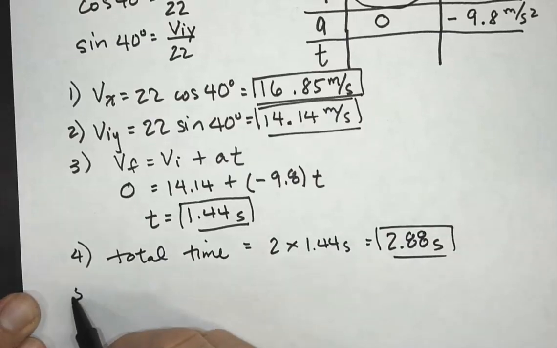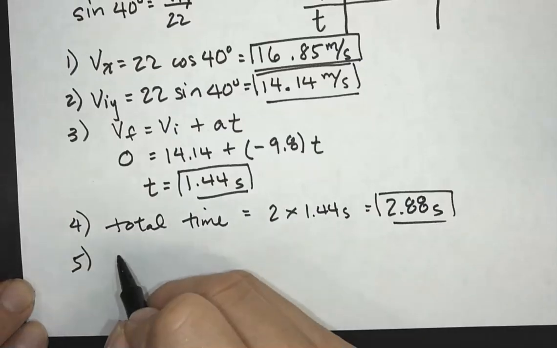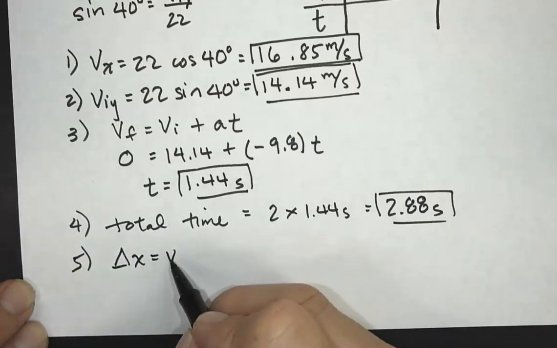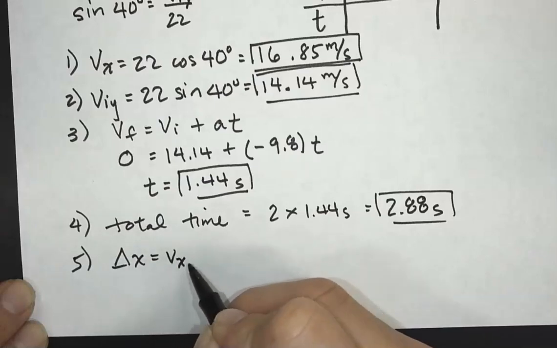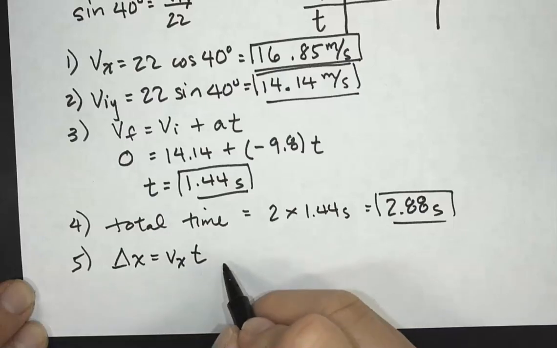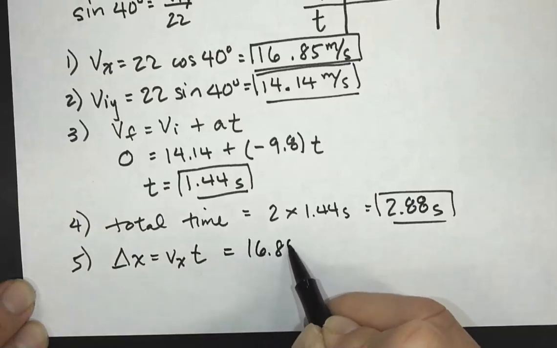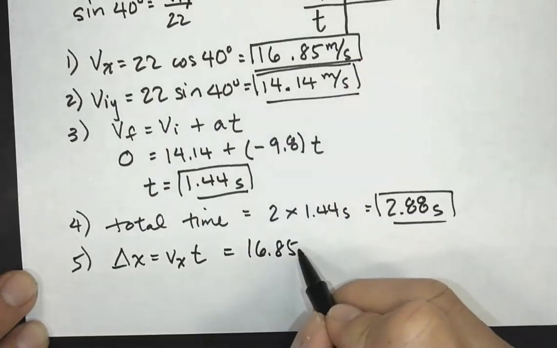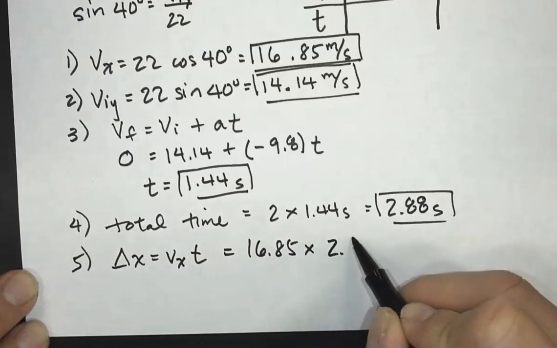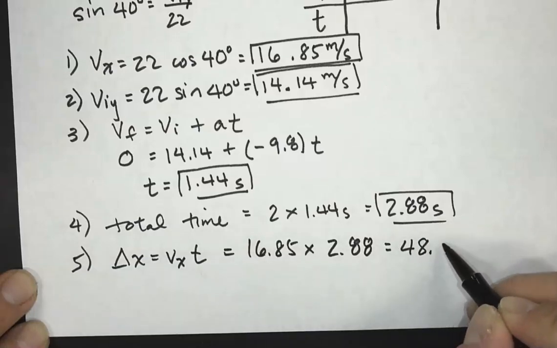Okay. Now the next question is, what is the horizontal distance the ball travels? So that's going to be number 5, horizontal distance. To find the horizontal distance, we know that horizontally it's moving at constant speed. So that's just going to be delta x equals vt, or constant velocity, I should say. And so the displacement is equal to the velocity times time. And we can use this if it's moving at constant velocity. We know that the horizontal velocity is 16.85. We calculated that in part 1. And the time here, the total trip time, is 2.88 seconds. And we get 48.5 meters.